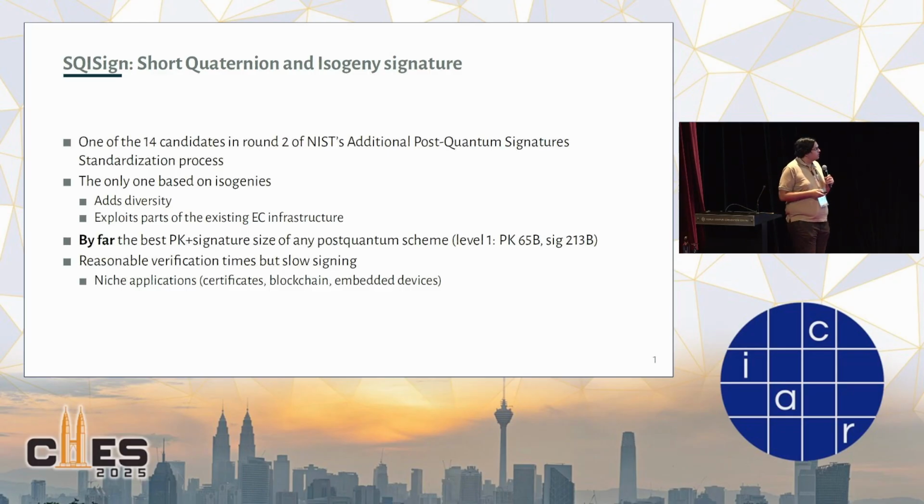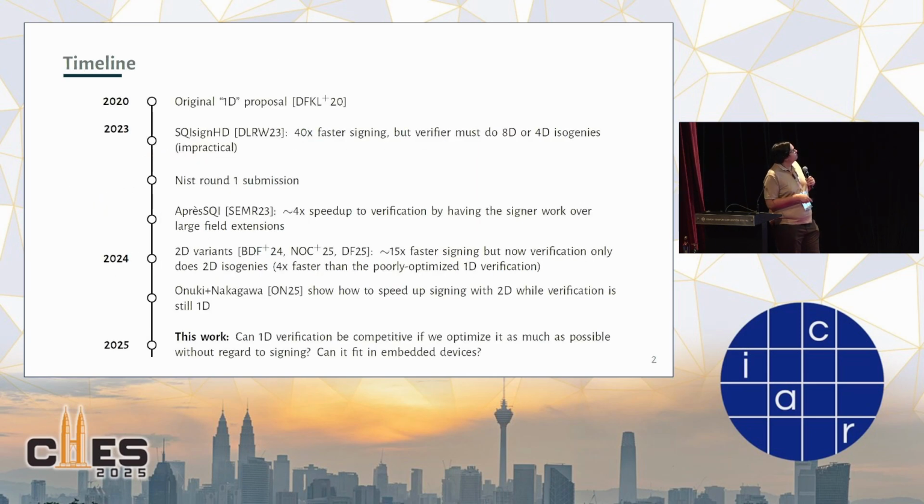Because of this, SQIsign is going to have very niche applications in scenarios where you only have to generate a signature once and verify it many times, such as certificates and blockchains, and also for embedded devices that only want to do verification, like IoT devices, because they're not going to be very performant, and also they might not have a lot of memory to store big keys and signatures.